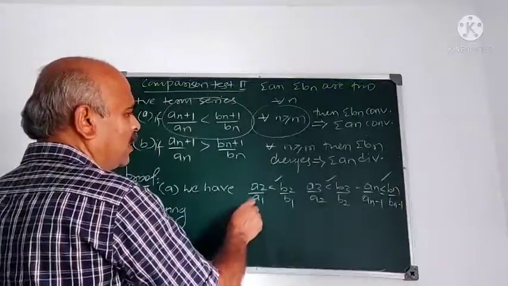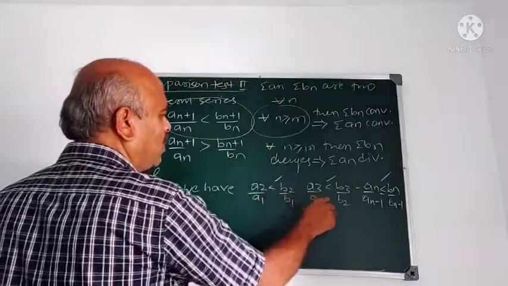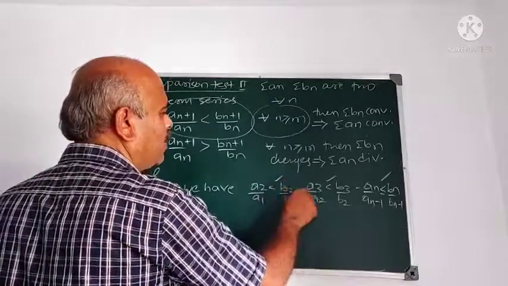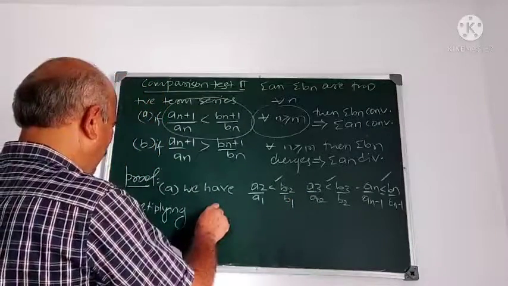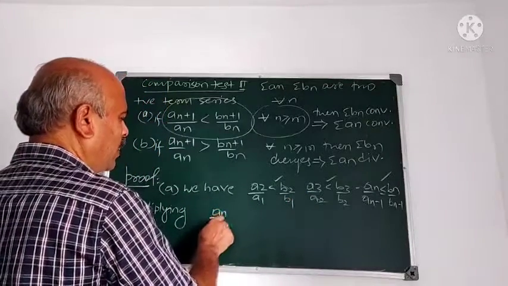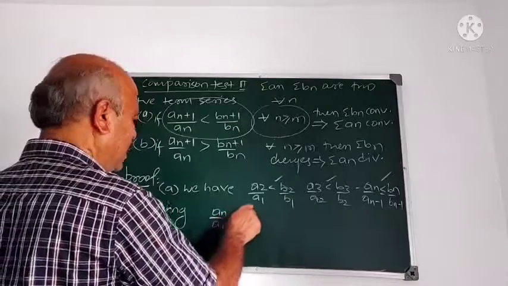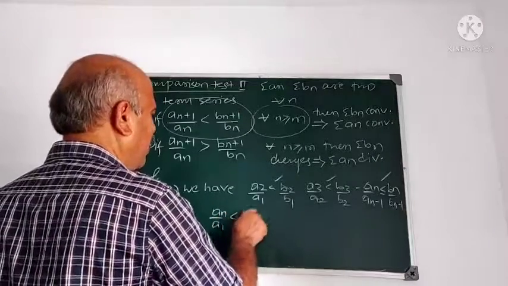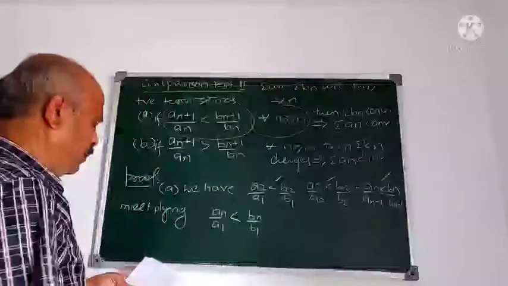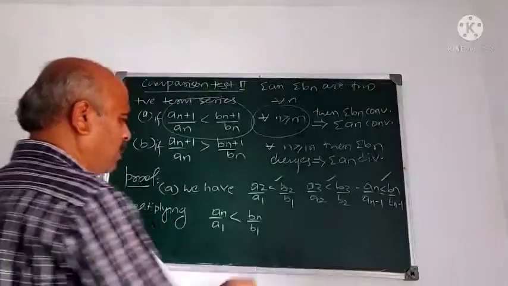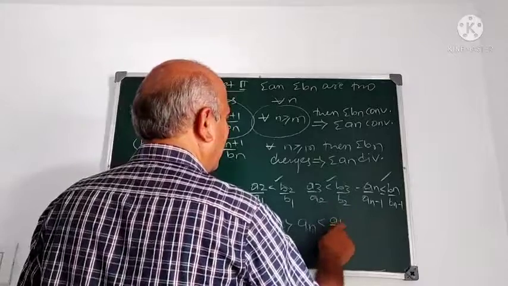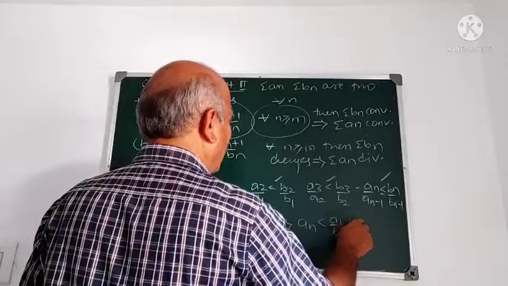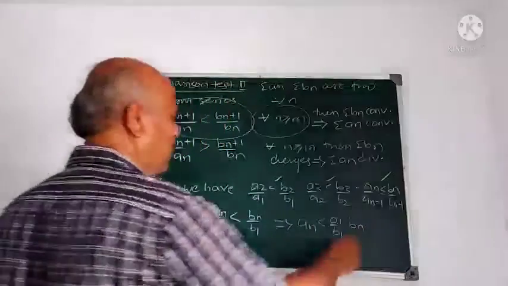Then what do you get? If we multiply, A2 cancels and B2 cancels. Finally, we have An upon A1 is less than Bn upon B1. This implies An is less than A1 upon B1 into Bn. This is for all n.